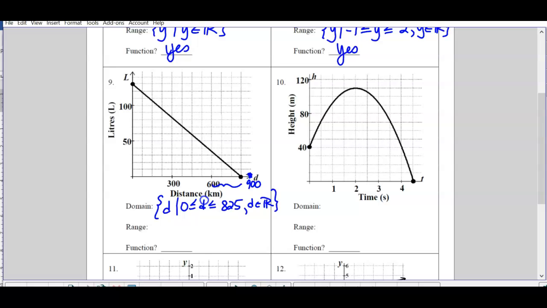Okay? Then the range is, in this case, capital L. Smallest is 0. And biggest, again, what is this scale? 1, 2, 3, 4, 5. So 10 for each grid marking. So that's going to be 130 there. So that's going to be from 0 to 130. Capital L, inequalities, L an element of the set of reals. And this is a function. It's a line, right? I can just put yes.